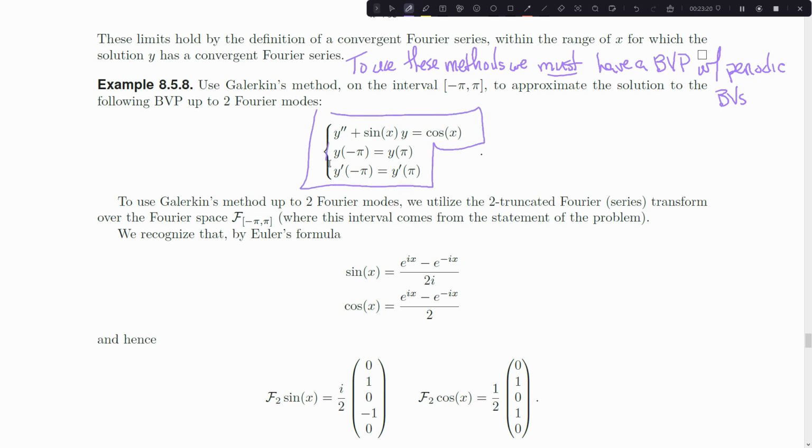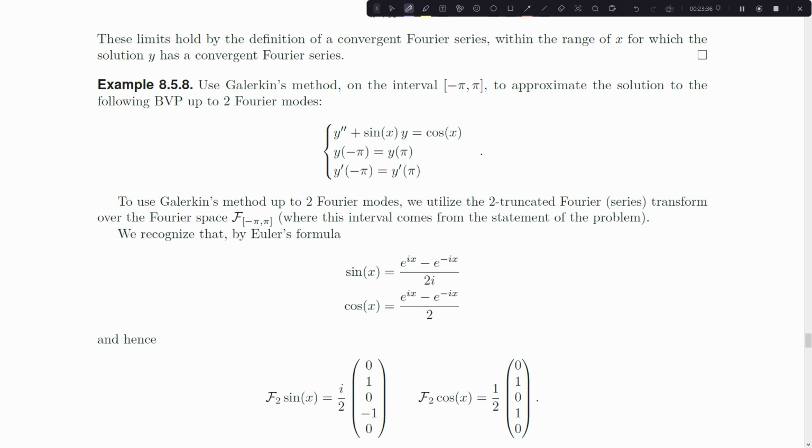What does periodic boundary values look like? It just means that the value of the solution on one end of the boundary is equal to the value on the other end of the boundary, same for every derivative. Okay, so the boundary values are each derivative is equal to itself at the boundary, including the zeroth derivative.